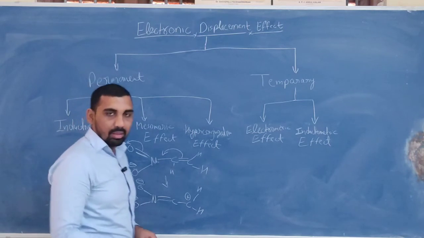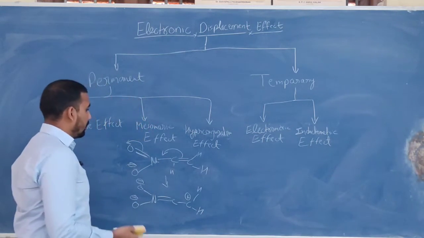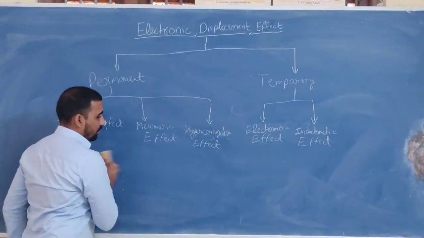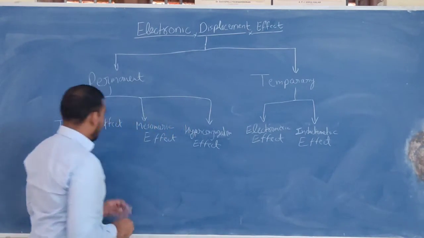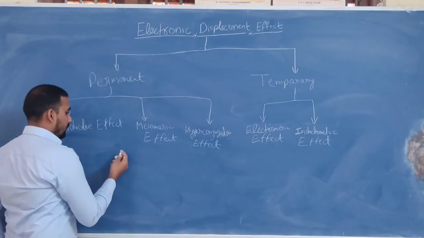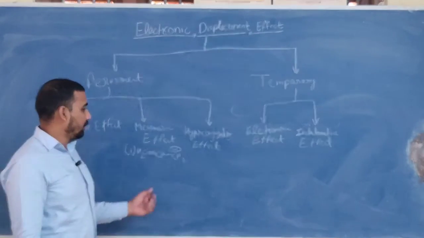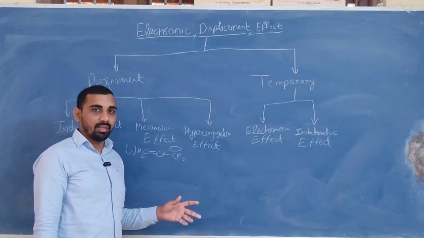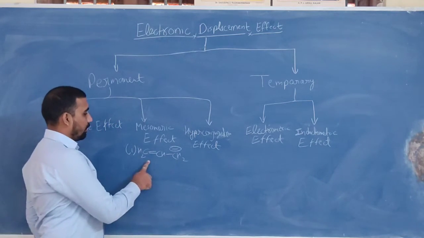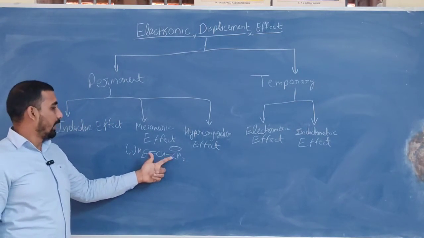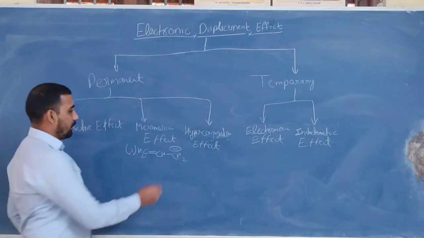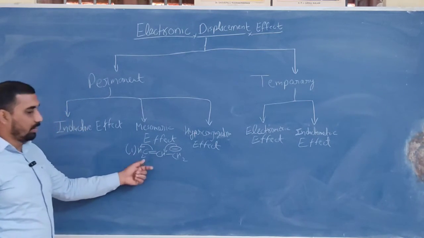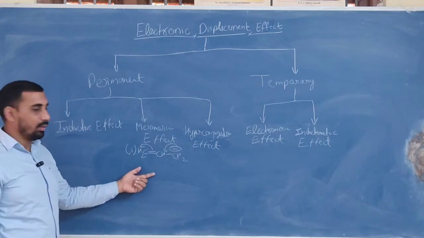I will just briefly discuss the different cases in which this mesomeric effect occurs. There are basically 6 cases. The first case is where we have a pi bond adjacent to a carbon atom. What happens here? This will go like this, and this will move like this. Then the mesomeric effect can happen in this case.